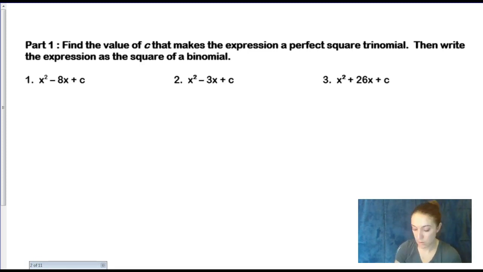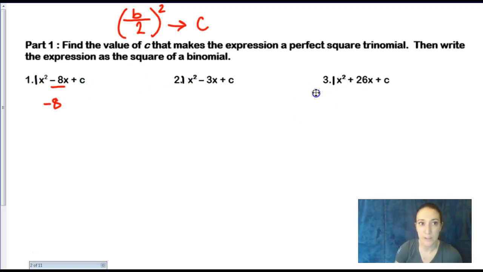The pattern that we're going to be using is you take your b term, whatever it is, you cut it in half, and then whatever that number is, you square it. And that's how we create what we're going to call the end of the trinomial, the constant. Our b term in this problem is this coefficient -8. By the way, I should have prefaced that all of the a values in these quadratics are 1s. So it has to be a 1x squared, 1x squared, 1x squared for this to work.